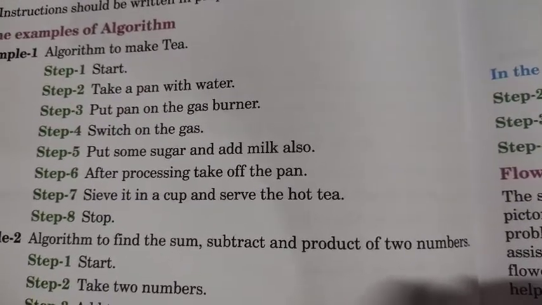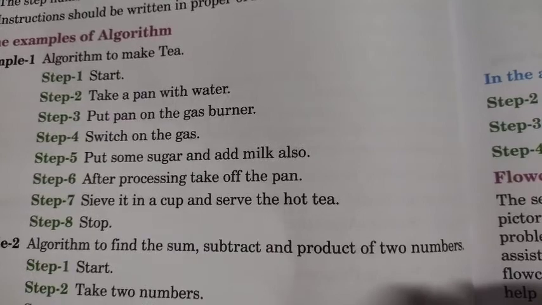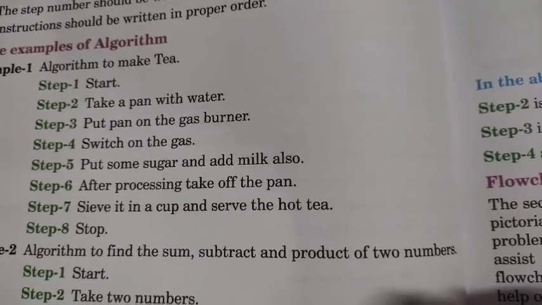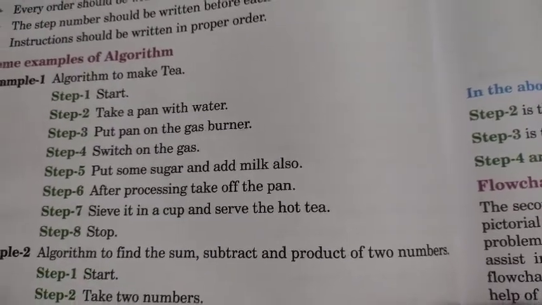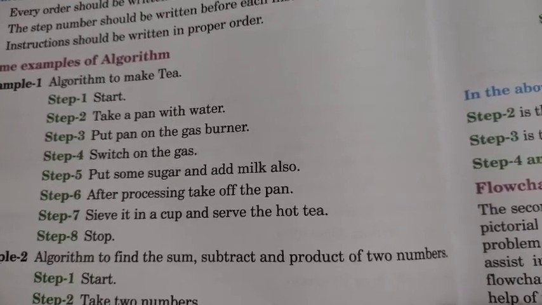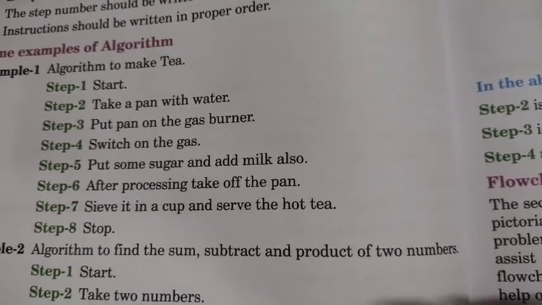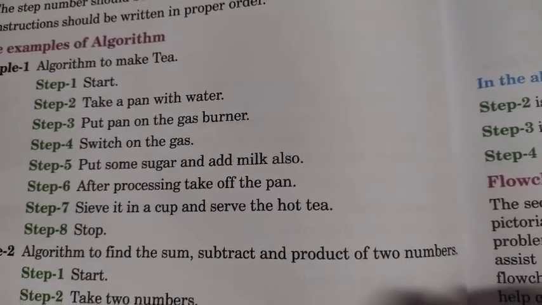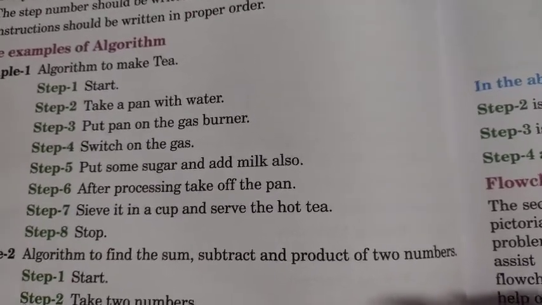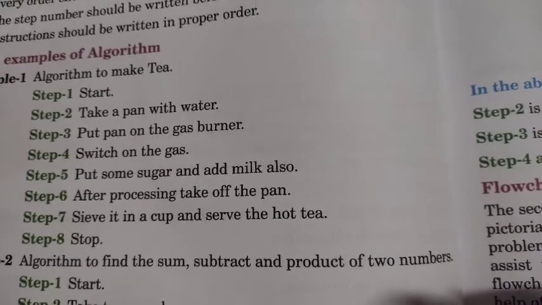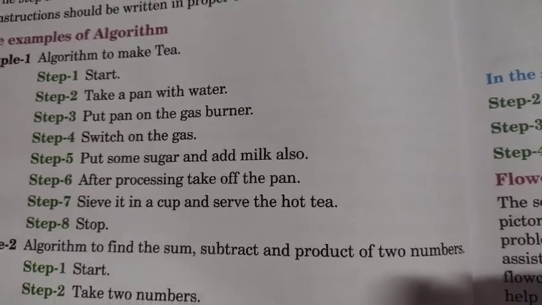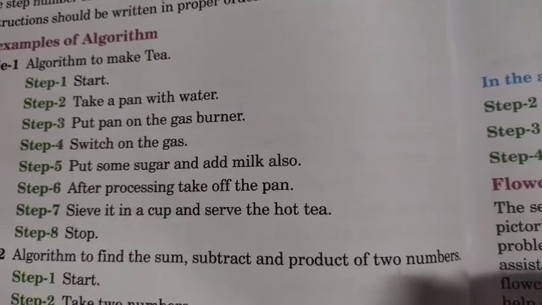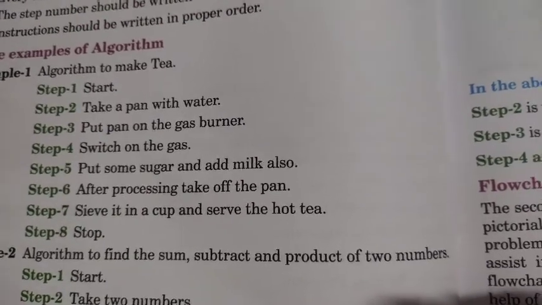That means start must be there. Since there is a start, there must be a stop. If you want to follow any algorithm, the first step is start, and the last step is stop. You must write step number 1, start, and when the algorithm is finished, the last step is stop, whatever it may be.